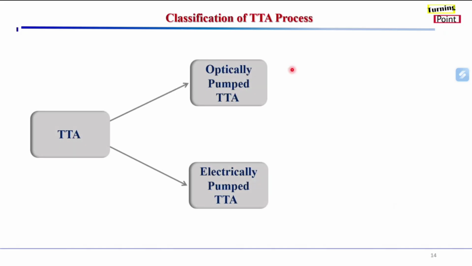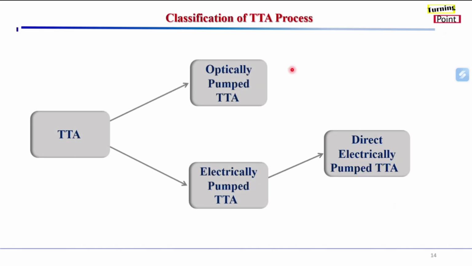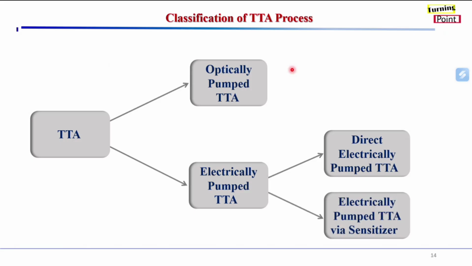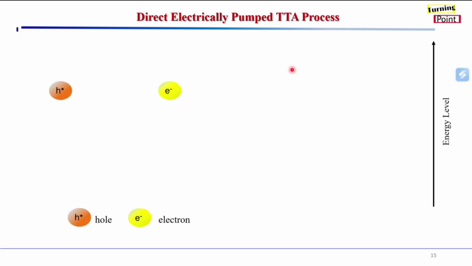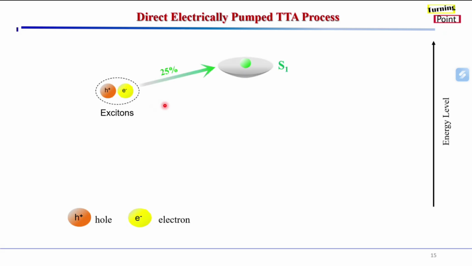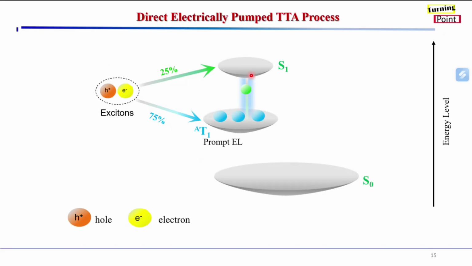Now the second one is the electrically pumped TTA process. Again, it's classified into two categories. One is direct electrically pumped TTA, another one is electrically pumped TTA via sensitizer. In the case of the direct electrically pumped TTA process, after applying voltage on the device, holes and electrons are generated and they recombine and form excitons. According to spin statistics, 25% of excitons are converted into the singlet state and 75% of excitons are converted into the triplet state. When singlet excitons come back to the ground state, they emit light as prompt electroluminescence. This process is a spontaneous process.